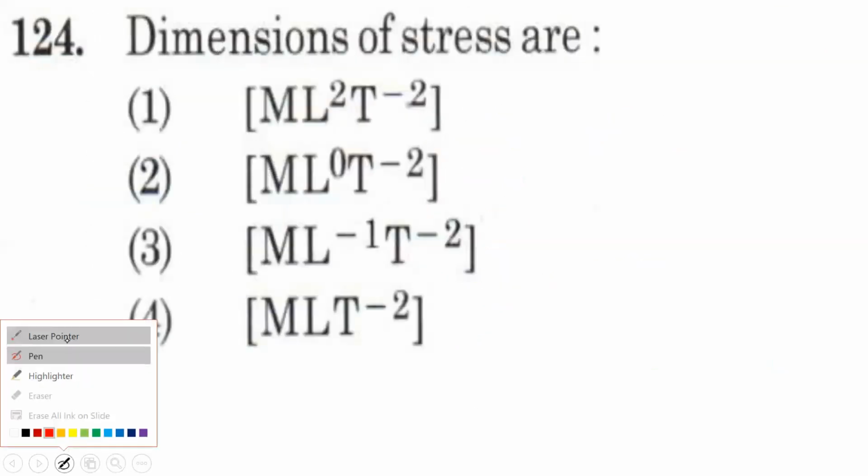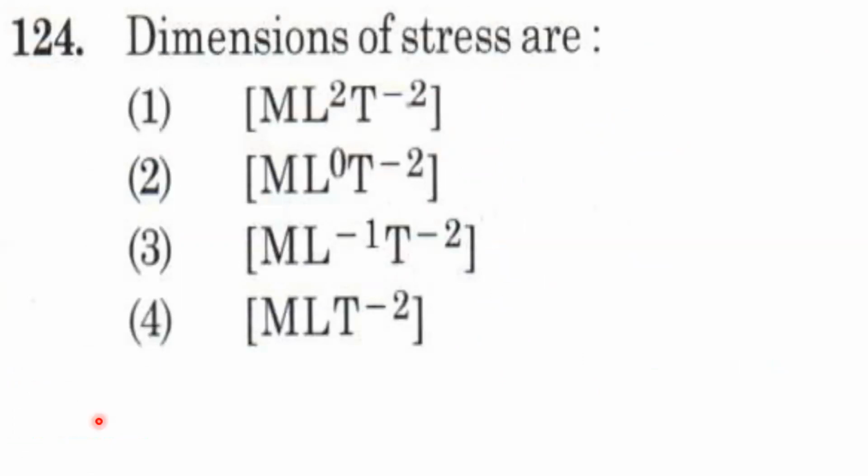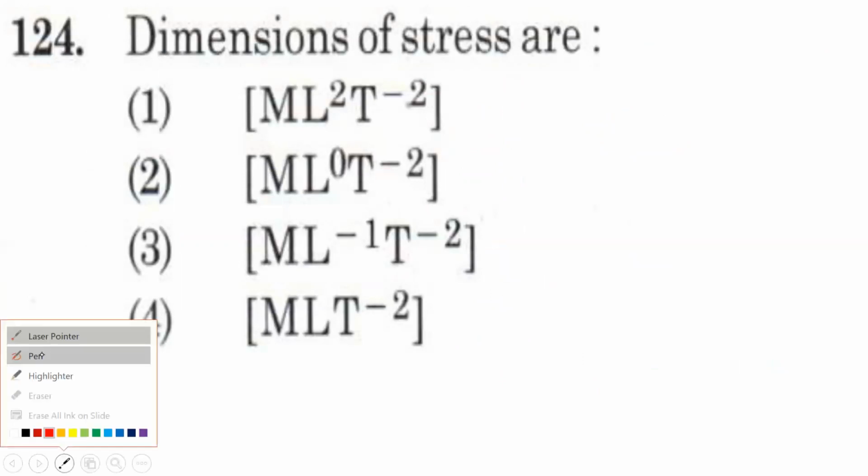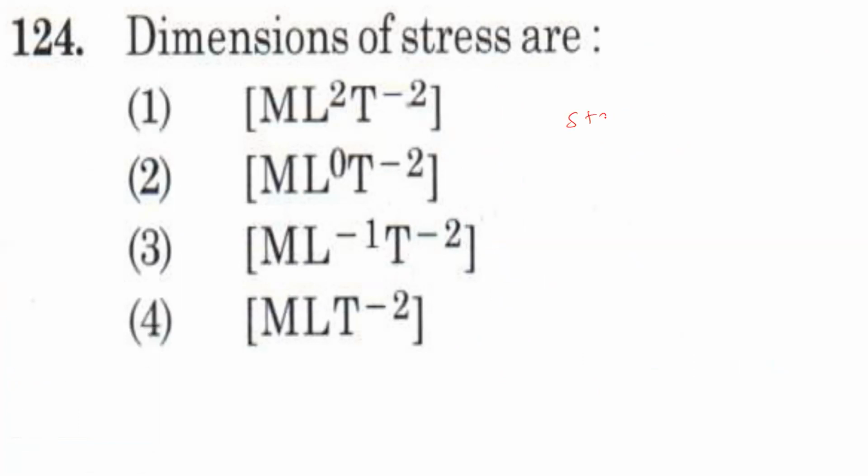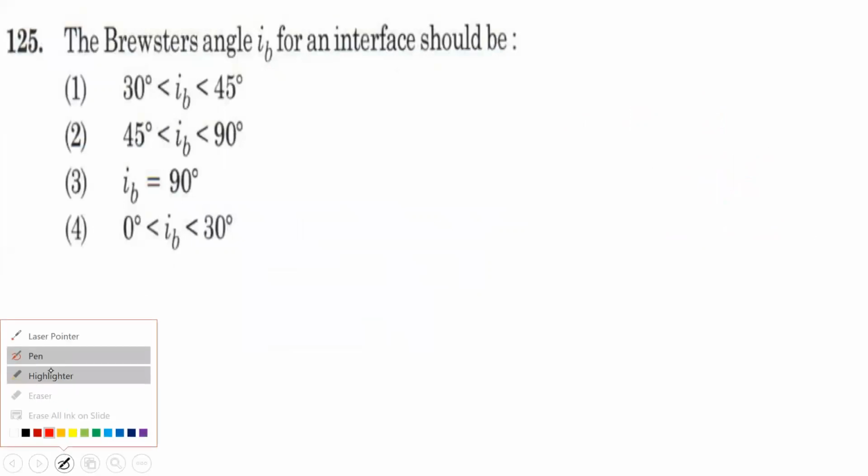124th question. Dimensions of the stress. Stress means the formula for stress is equal to force by area. For force, the dimension formula is M L T power minus 2. For area, L power 2. If you cancel L, it becomes L power minus 1. So the answer is M L power minus 1 T power minus 2. So this is the answer for the 124th question. Option 3 is correct.